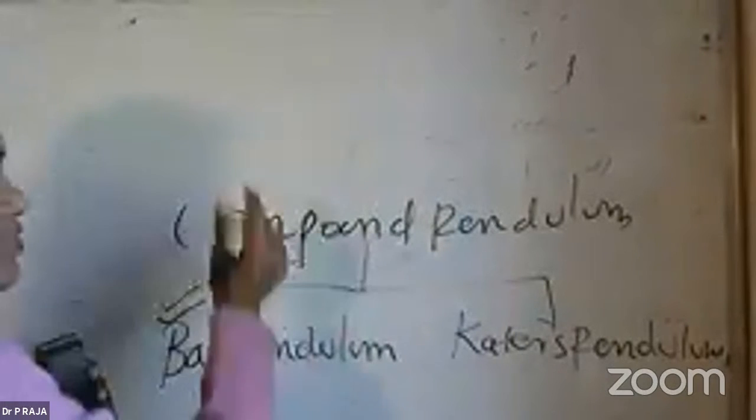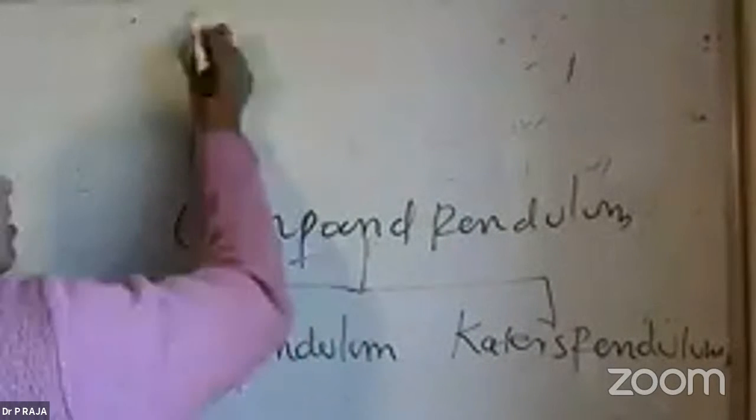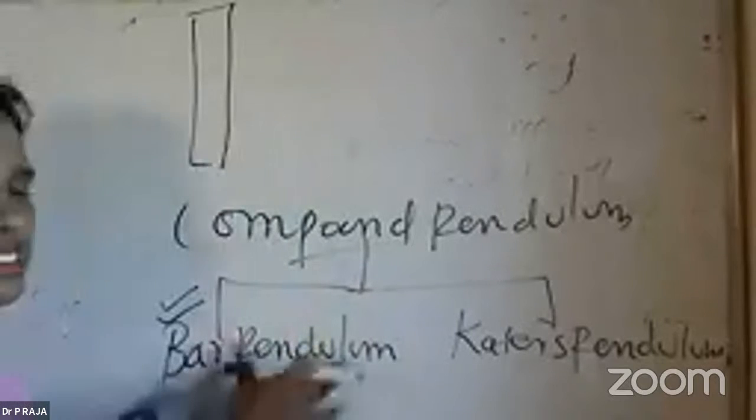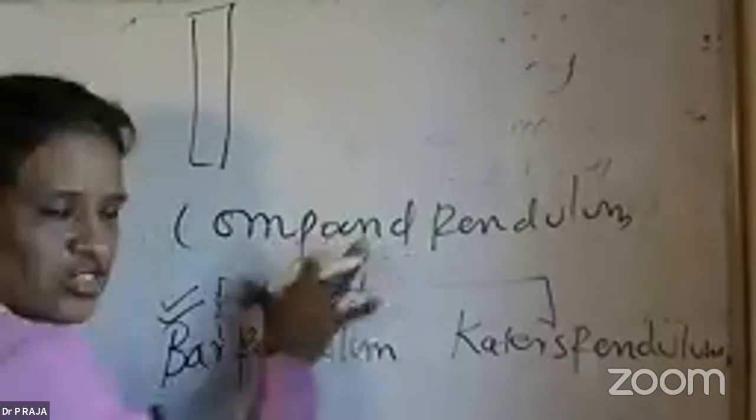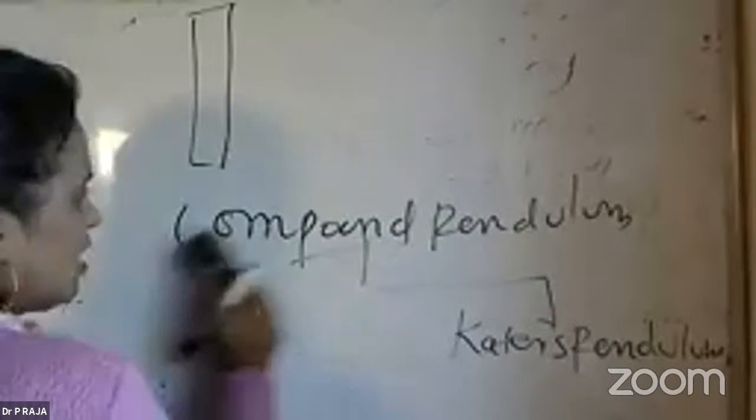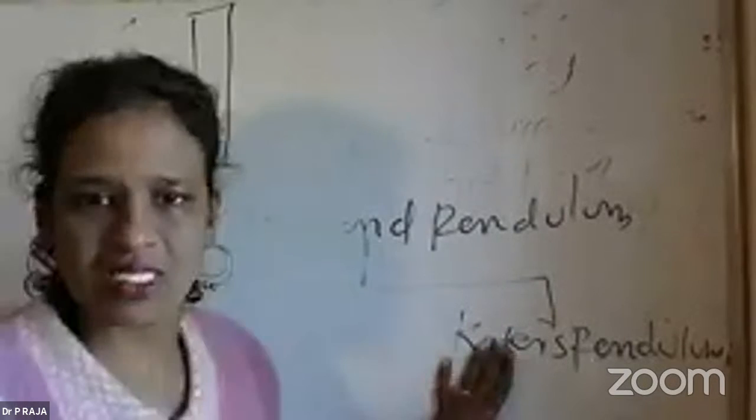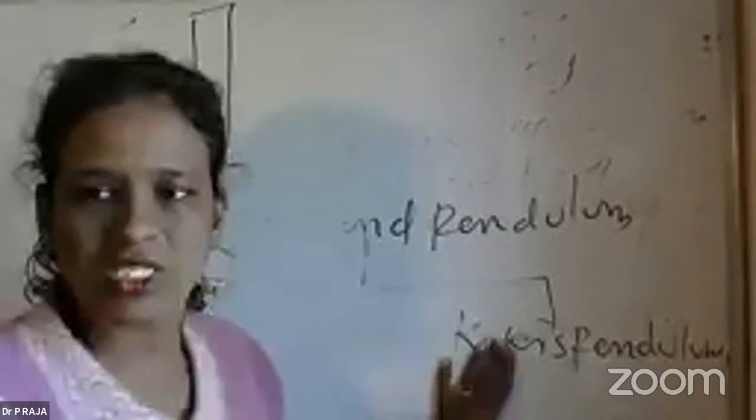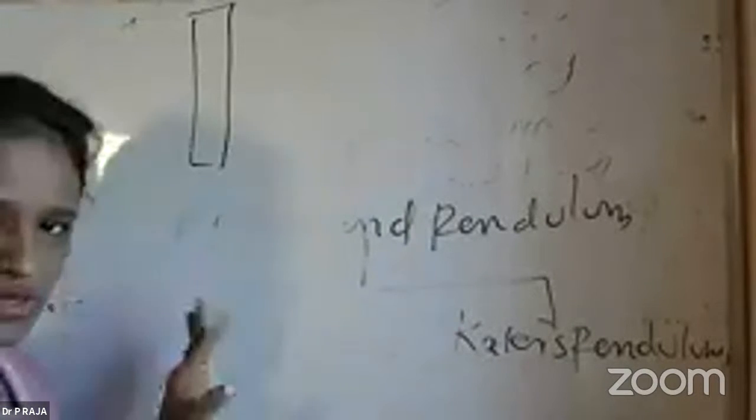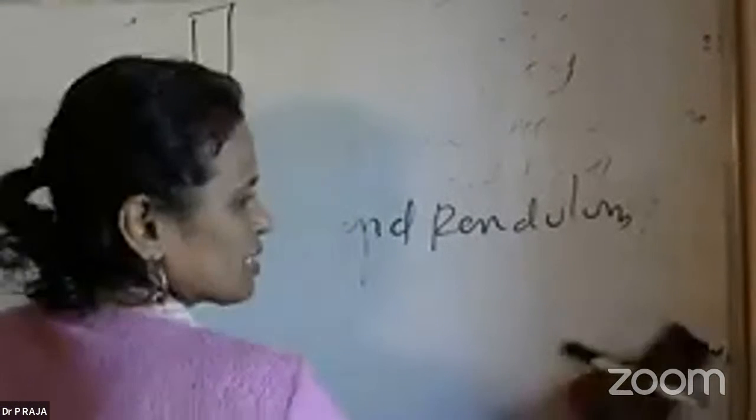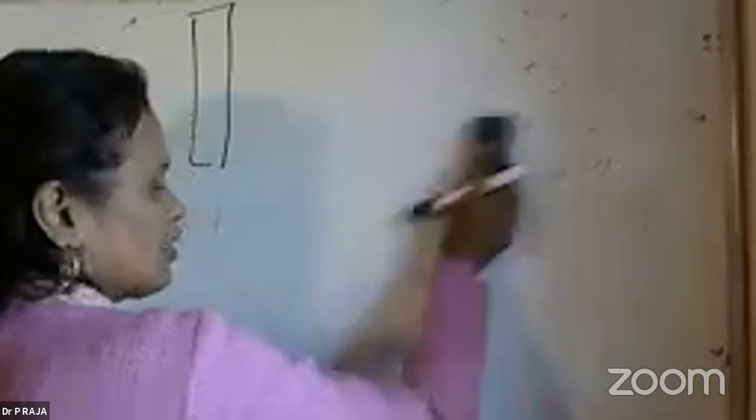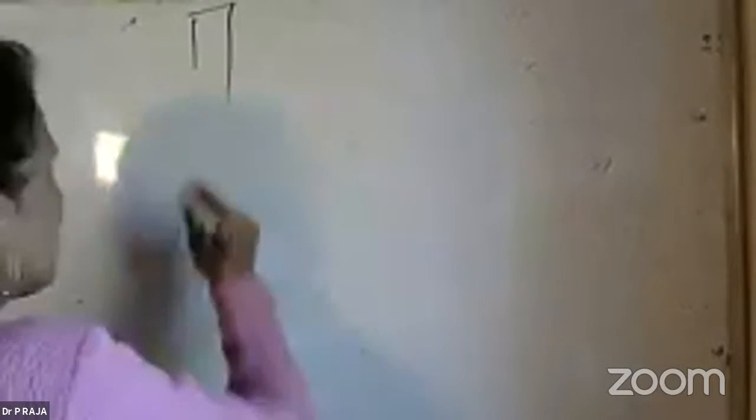So find the definition. Now we are going to study a bar pendulum, which is a compound pendulum. It's a classification of a compound pendulum. Kater's pendulum, you will study in the 3rd semester. That pendulum experiment you will not do now. The bar pendulum experiment, you will do in this semester. It will be there for your examination also. So the bar pendulum, I will explain to you.